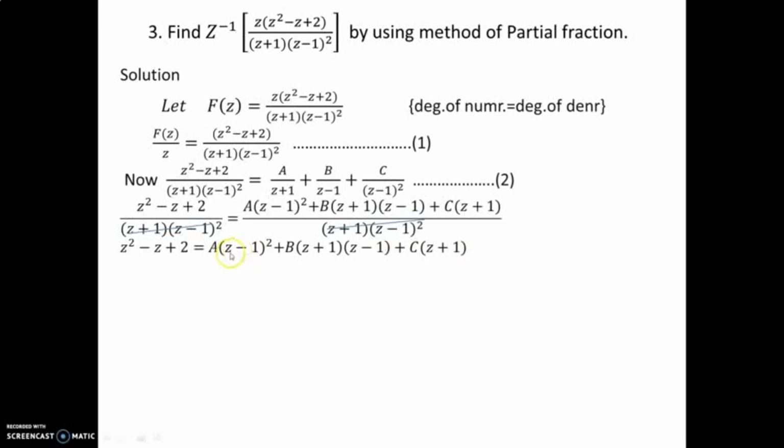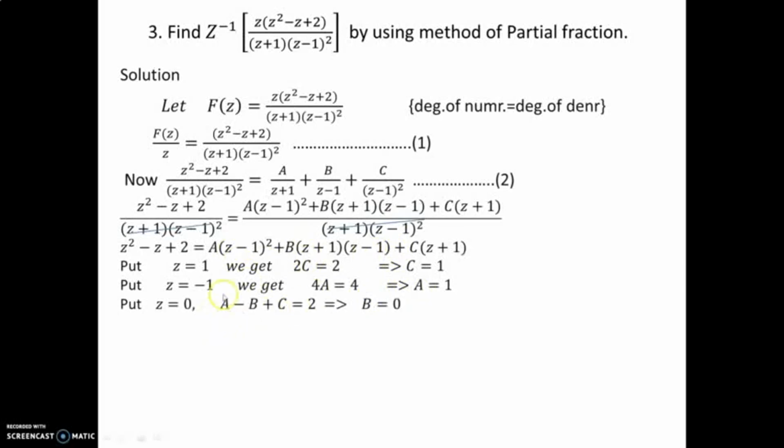Put z equal to 1. We get A and B cancelled, so we get the value of C. Put z equal to minus 1, B and C cancelled, we get the value of A. Put z equal to 0, we get 2 on the left hand side and A minus B plus C on the right side. Solving this equation, we get B equal to 0.